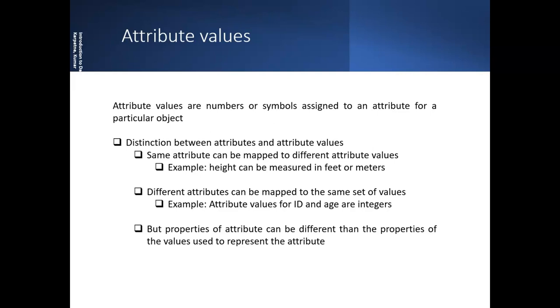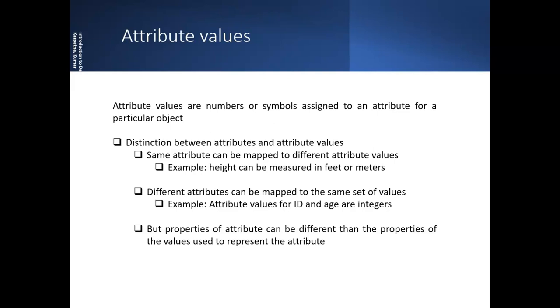So attribute values: there could be different values in the attributes. As we already know the difference between the attributes and objects, there is also a distinction between attributes and attribute values. So attribute is the name of the column, and values are what we have inside it. For example, height can be measured in feet or in meters. Different types can be mapped to the same set of values. For example, attribute values for ID or age are integers.